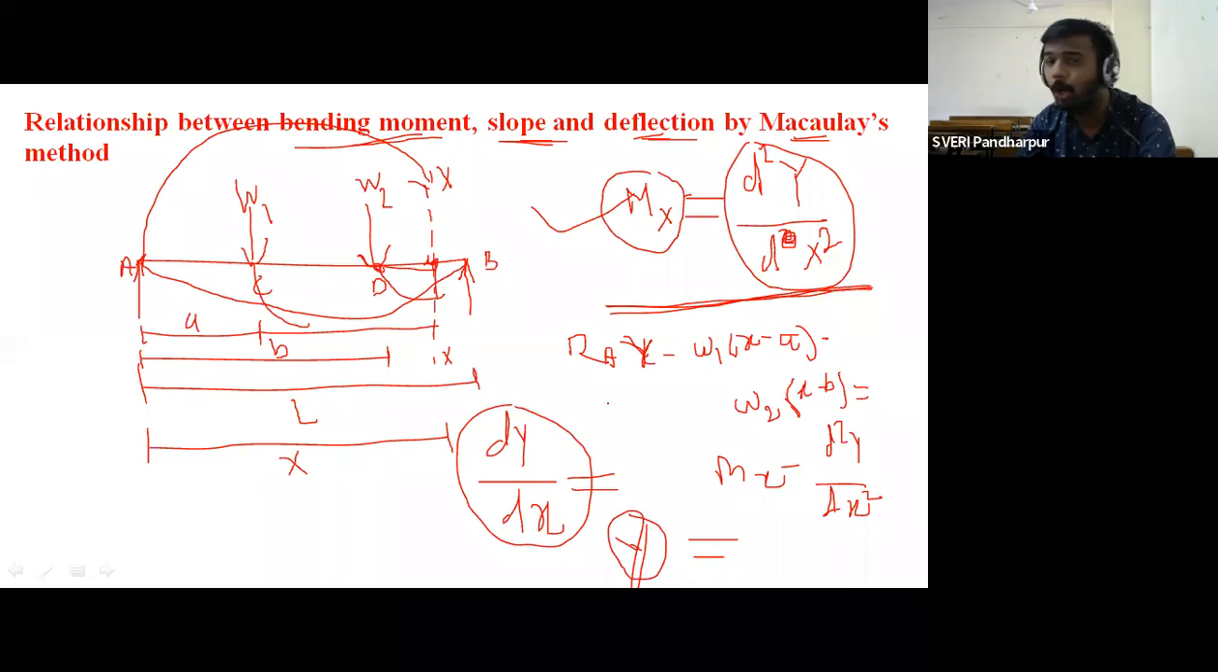Means what we have to do, whatever the moment I have taken for the simply supported beam, if I will take the single integration, I will get the slope value, and if I will take the double integration, I will get the deflection value. So the bending moment, this calculation plays very important role for the slope calculation and the deflection.